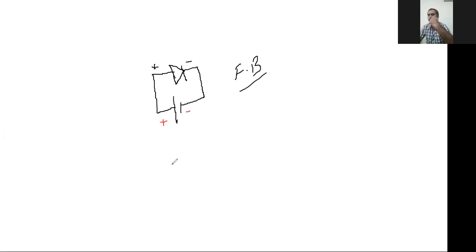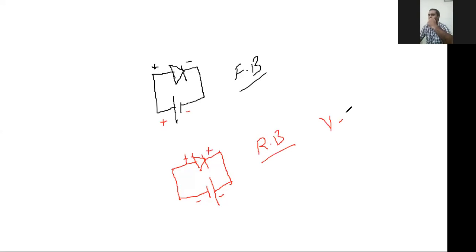And when we connect the positive terminal of the diode with the negative terminal of the battery, and the negative terminal of the diode with the positive terminal of the battery, that is known as reverse bias. And in today's experiment we will discuss the VI characteristic of a PN junction diode.